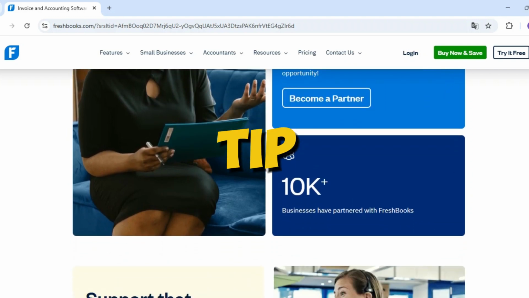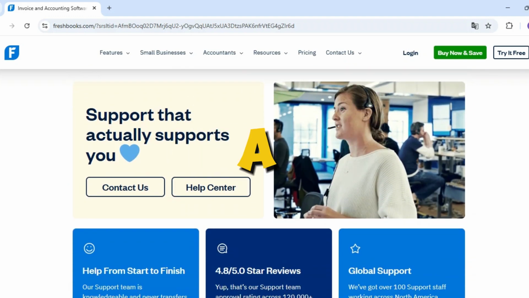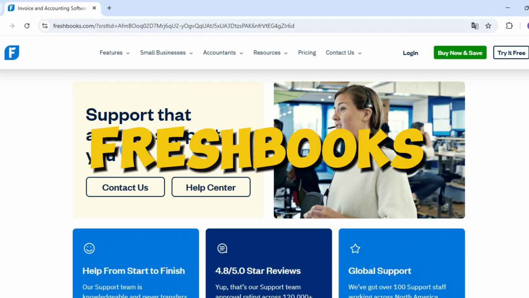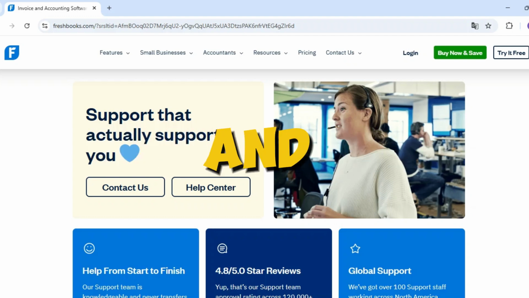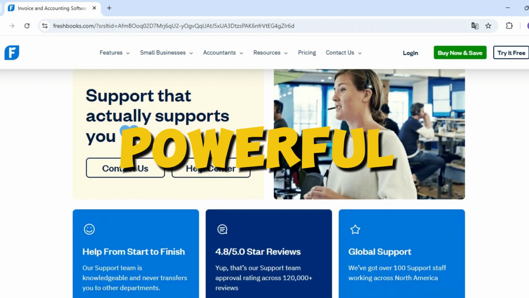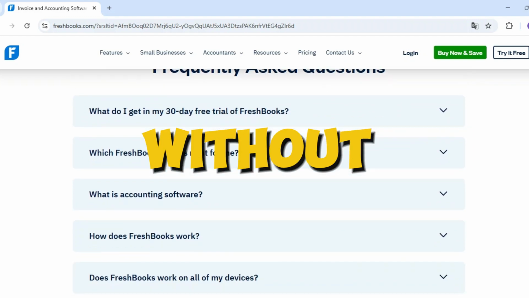My crucial pro tip? Set low stock alerts. In the product settings, define a low stock quantity. FreshBooks can alert you when stock drops below this level, so you can reorder before you run out and miss a sale. It's simple but powerful proactive management. Keep your product business running smoothly without spreadsheets.